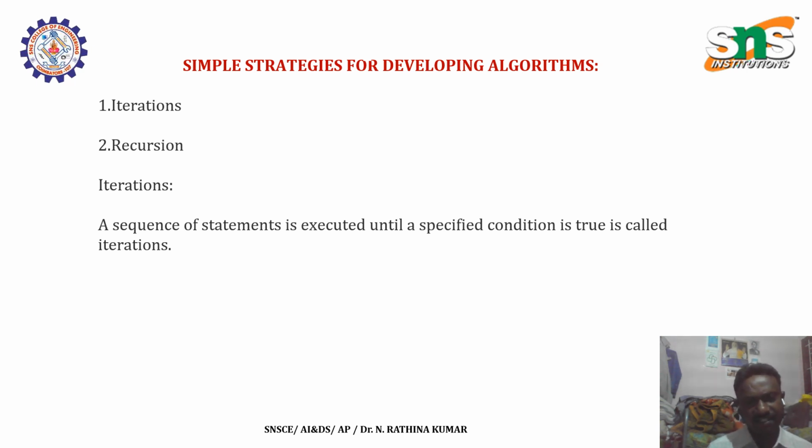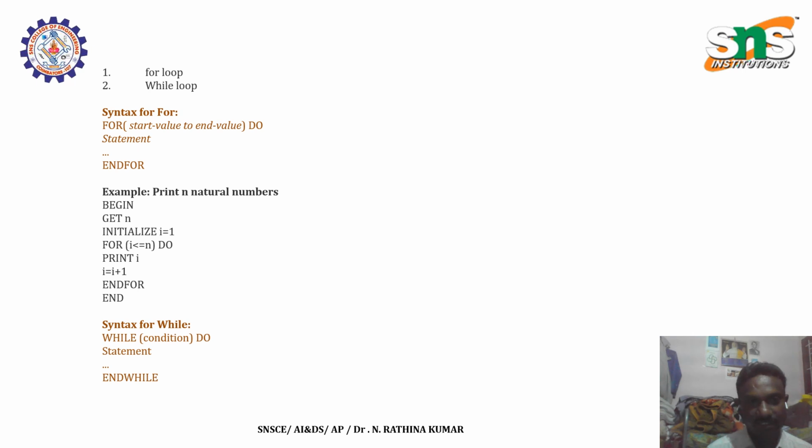So what is meant by iteration? First we are going to see the definition of iteration, then how iteration is implemented, and finally we will see a simple example. Iteration is a sequence of statements executed until a specified condition is true. Iteration is implemented using two things: one is the for loop, another is the while loop.